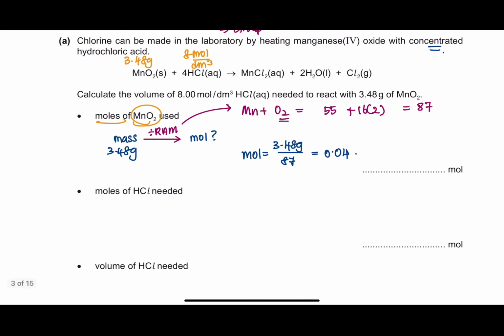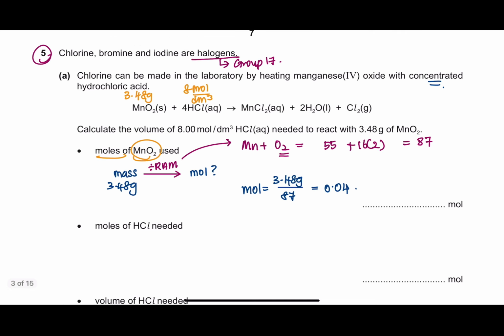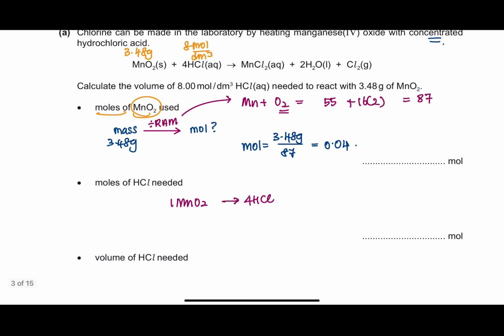Next, they're asking you to find the mole of HCl. Similar to the question that we did before, if 1 manganese oxide gives you 4 HCl, then all you have to do is compare the number of mole according to this ratio. So 0.04 mole would give you 0.16 mole of HCl. So that would be your answer here.